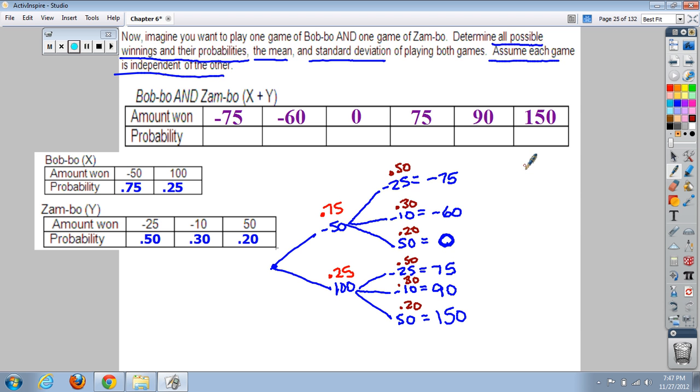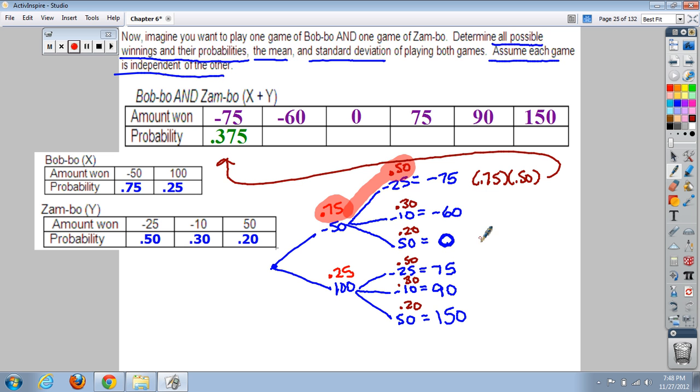So now if I want to talk about what is the probability of losing $75, well, what would have to happen is I would need for this to happen and this to happen. And since I said that each game is independent, I may multiply the individual probabilities together to figure out the probability of losing 50 and losing 25 in these two separate games. So if I take 0.75 times 0.50, that's going to give me a 37.5% chance that I'm going to lose $75 playing both of these games.